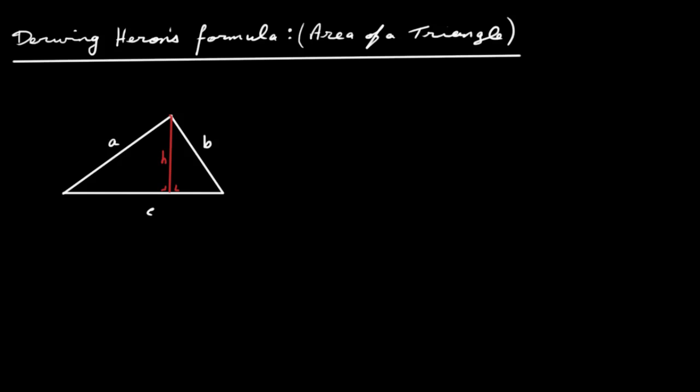Okay, so in this video I'm going to have a look at deriving Heron's formula for finding the area of a triangle, where you know the lengths of the sides of your triangle. So you have the three sides.